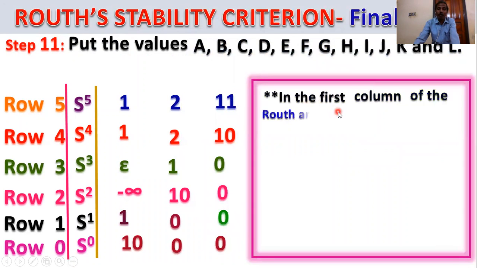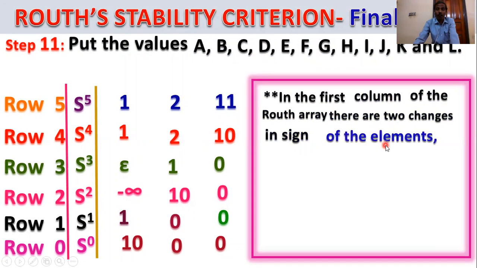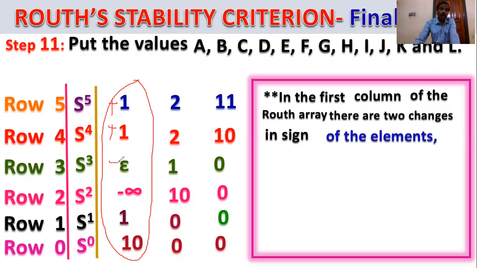In the first column of the Routh array, there are two changes in sign of the elements. So what is the first column? This is the first column. In this case, this is positive, epsilon is also positive, but this is negative, this is also positive, this is also positive. So the sign changes from positive to negative and from negative to positive. Two sign changes; that's why there are two roots on the right-hand side of the s plane.